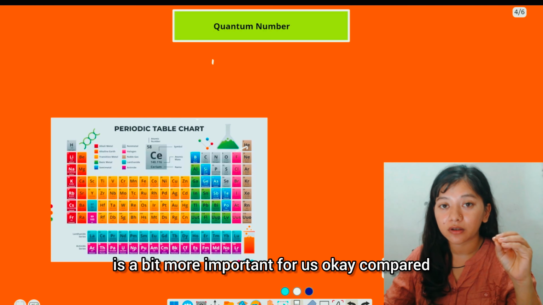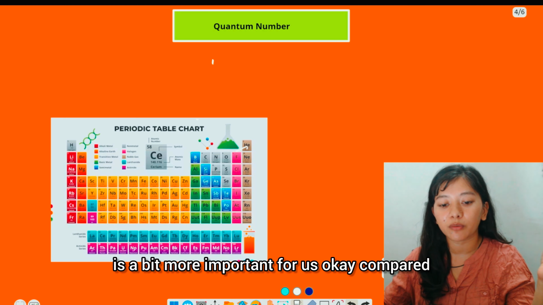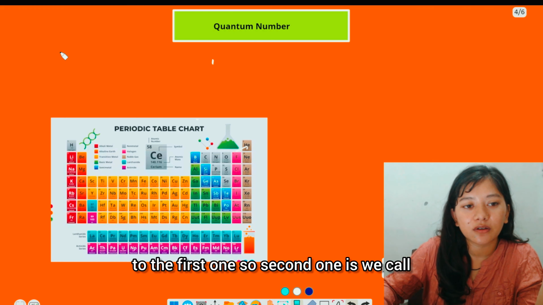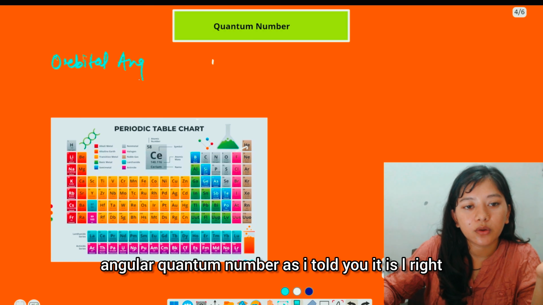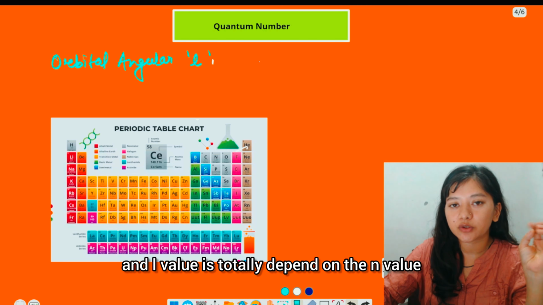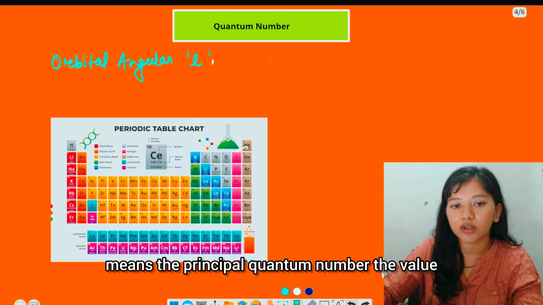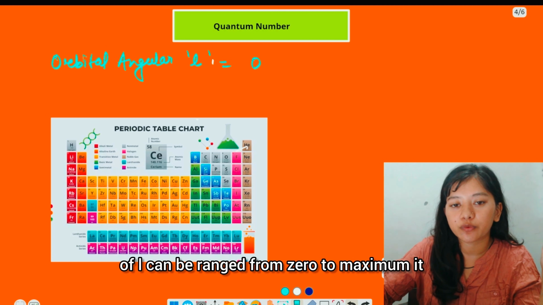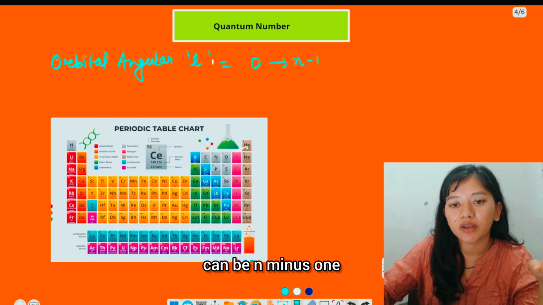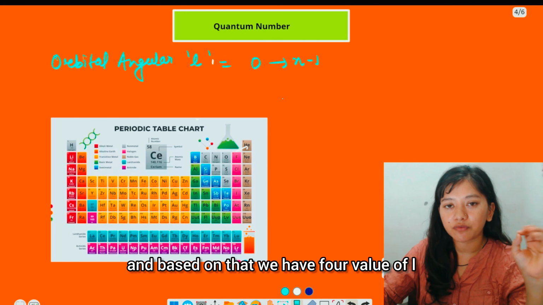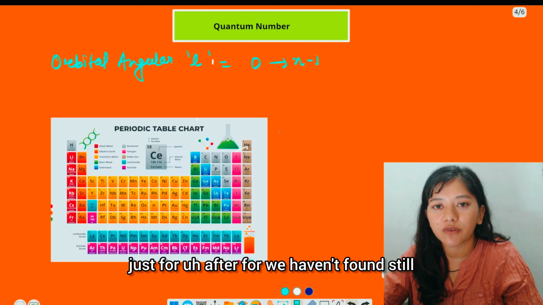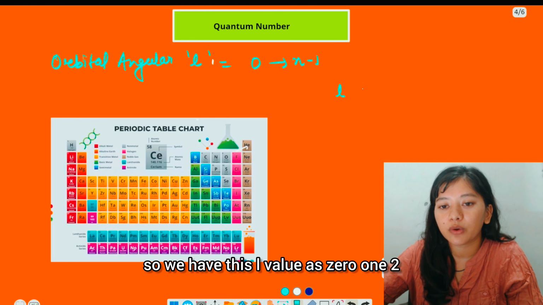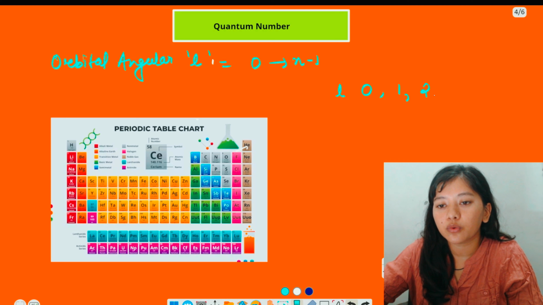The second one is a bit more important for us compared to the first one. We call it the orbital angular quantum number. As I told you, it is l, right? And the l value totally depends on the n value, meaning the principal quantum number. The value of l can range from 0 up to a maximum of n-1, and based on that we have 4 values of l, because after 4 we haven't found any yet. So we have l values of 0, 1, 2 and 3.